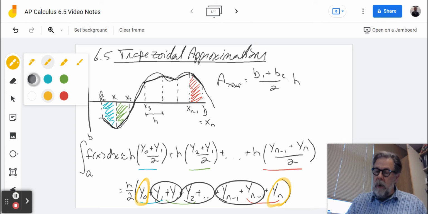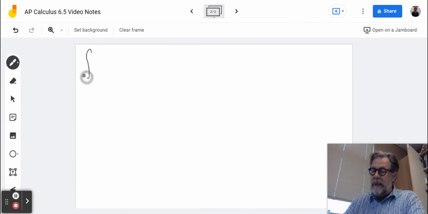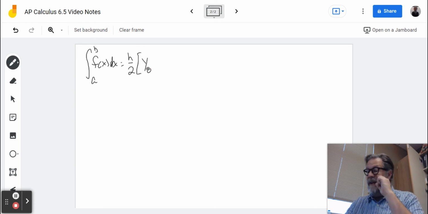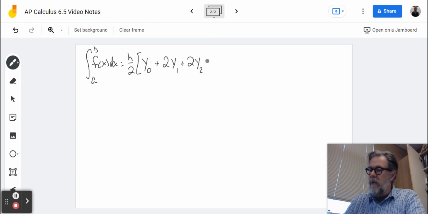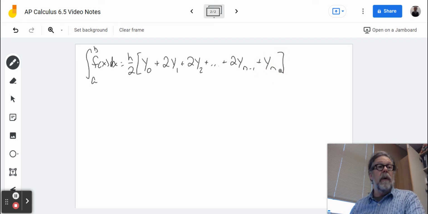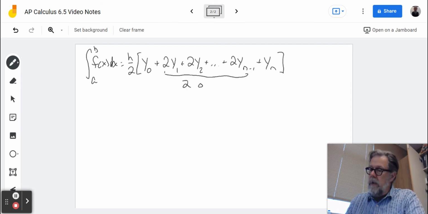So if we want to approximate using trapezoids, we can say that the integral from a to b of f of x dx is equal to the height over 2 times my starting y value plus 2 times each of my intermediate y values plus 1 of my final y value. 2 of each, and only 1.